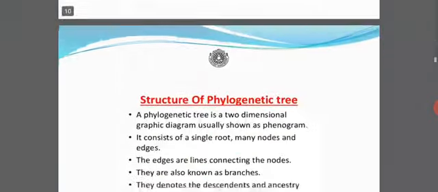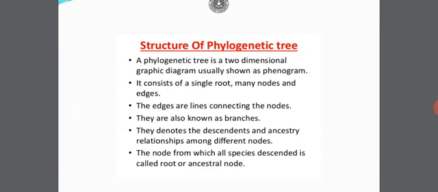Structure of a phylogenetic tree. A phylogenetic tree is a two-dimensional graphic diagram usually shown as a phenogram. It consists of a single root, many nodes and edges. The edges are lines connecting the nodes. They are also known as branches. They denote the descendant and ancestry relationships among different nodes. The node from which all species descended is called the root or ancestral node.